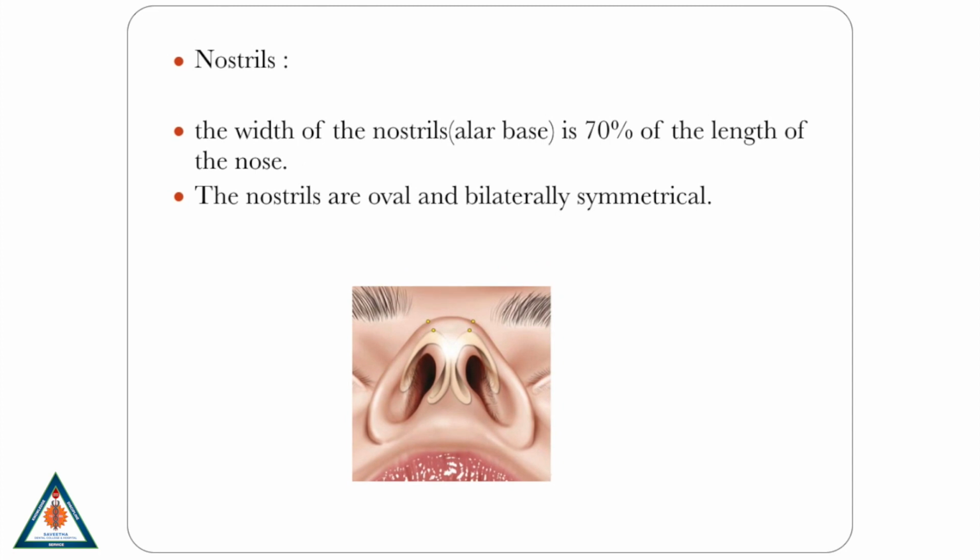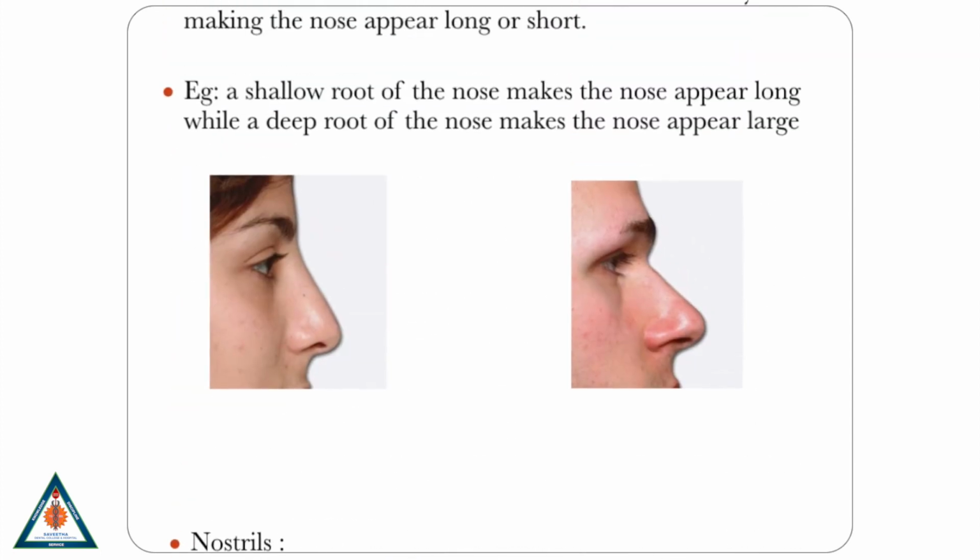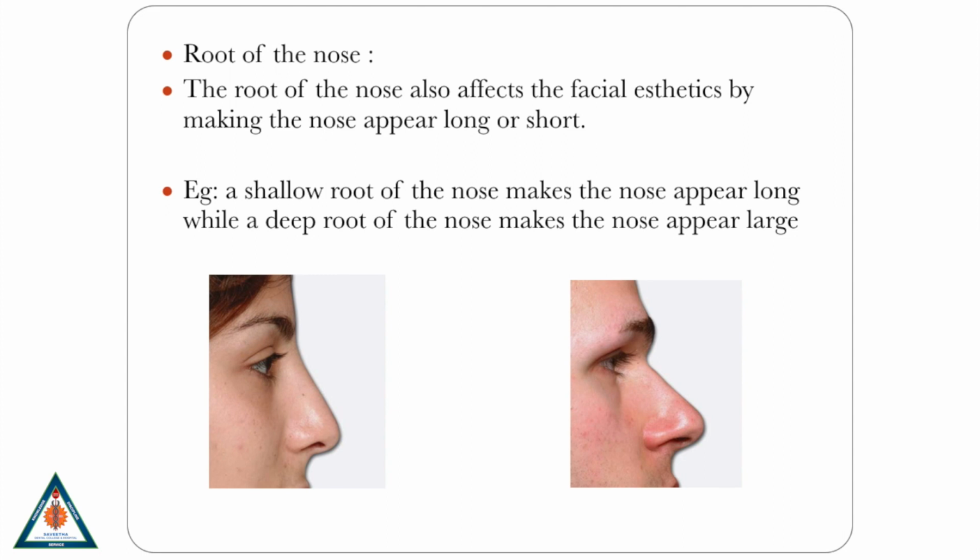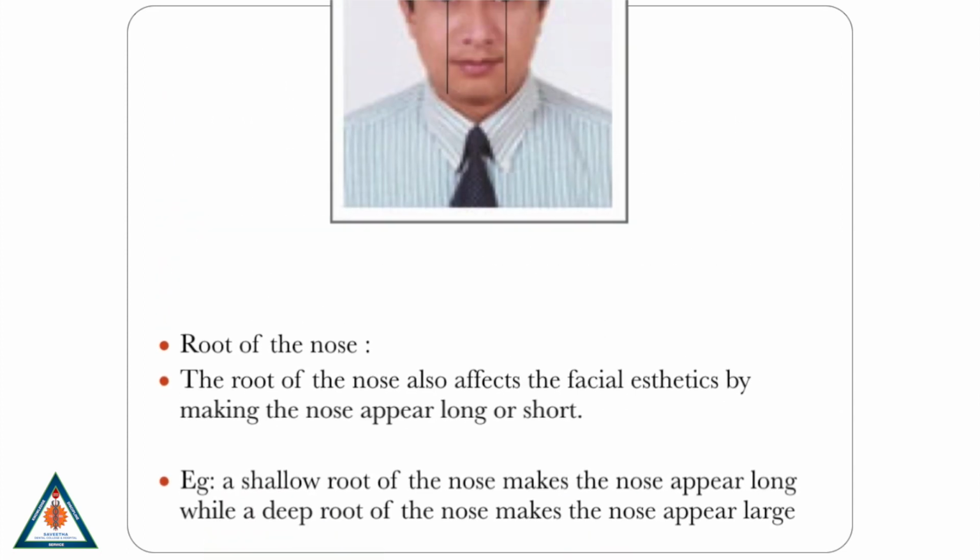The nostrils. The width of the nostrils, that is the alar base, is 70% of the length of the nose. The nostrils are oval and should be bilaterally symmetrical. Root of the nose. The root of the nose also affects facial aesthetics by making the nose appear long or short. Example, a shallow root of the nose makes the nose appear long, while a deep root of the nose makes the nose appear large.